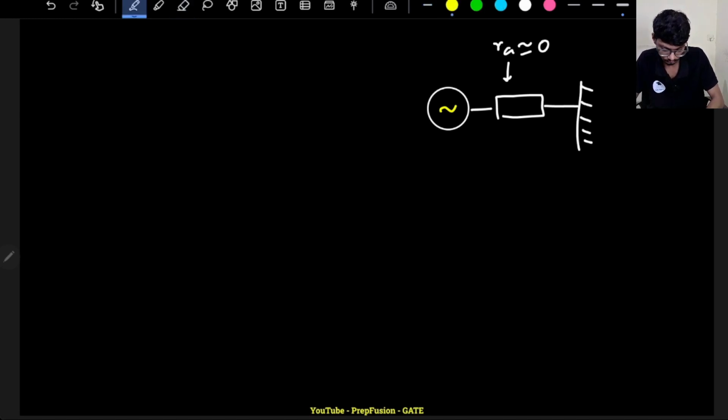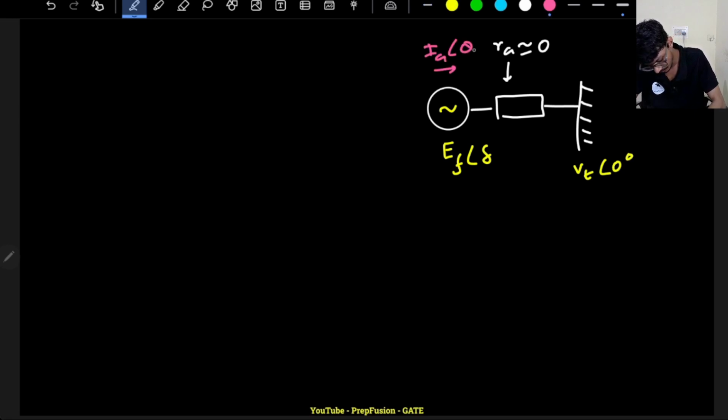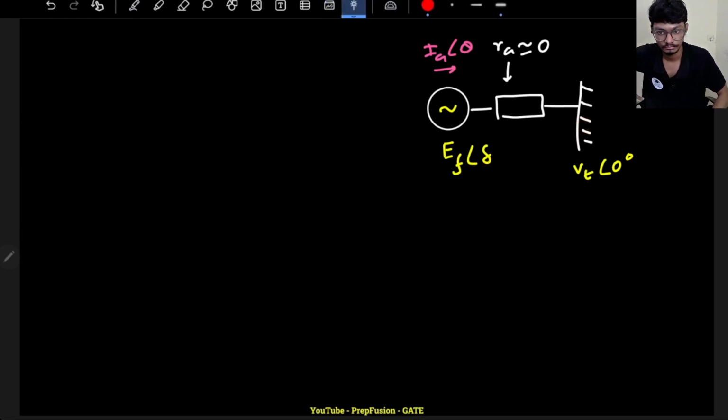Okay, so here I write that this EF angle delta, and this is VT angle 0. Some armature current IA angle theta with respect to VT is flowing. First of all, let us assume it to be a lagging current only, although it does not matter, but let us assume it to be a lagging current.